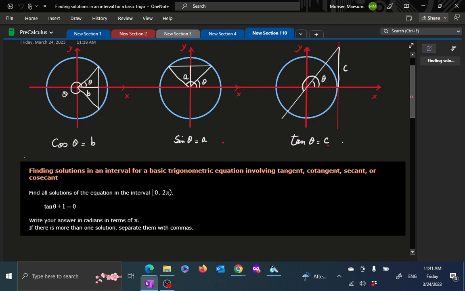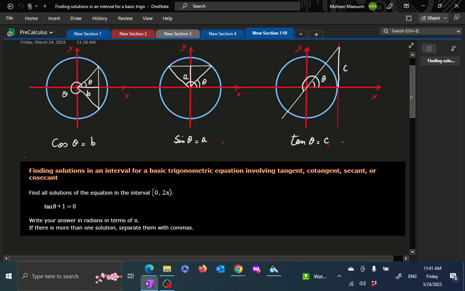In all these cases, if the number that is given to you was negative, instead of drawing on the right, you draw it on the left. If a was negative, instead of drawing up here, you draw it down here. And if c were negative, you just draw it down here.